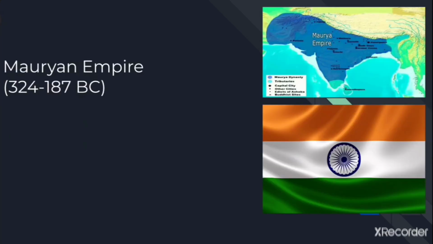Now, the Mauryan Empire, also known as the Maurya Empire, was one of the greatest powers that almost ruled the entire India. It lasted from 324 BC to 187 BC. By the time that Alexander invaded, that's when the Maurya Empire was formed. One of its greatest rulers was Ashoka. It was founded by Chandragupta Maurya, and his grandson Ashoka was one of the greatest rulers.